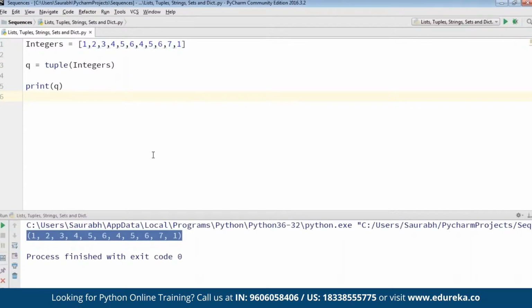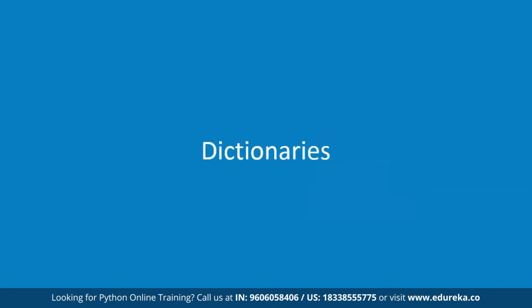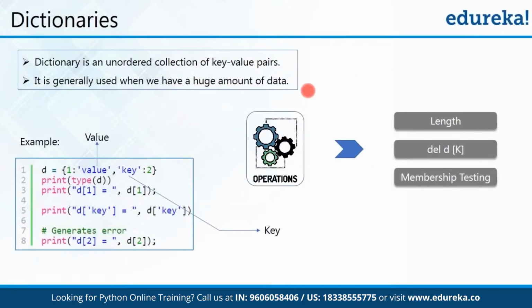Now let us move forward and have a look at the last sequence present in Python, that is called dictionaries. So what are dictionaries? Dictionaries can be considered as a sequence that contains key value pairs. Now what does that mean? That means to every key there is a value attached. Let me explain with the help of an example that is there in front of your screen.